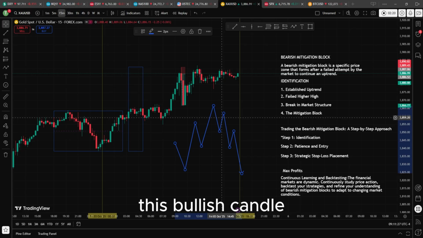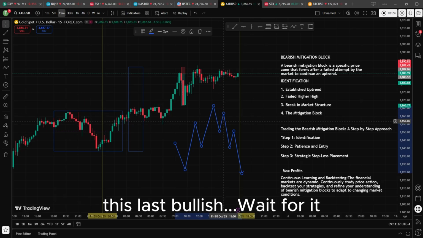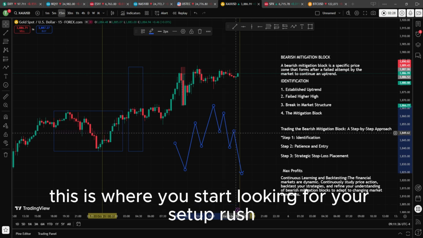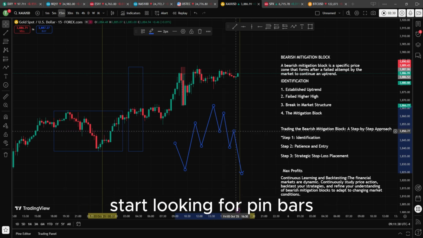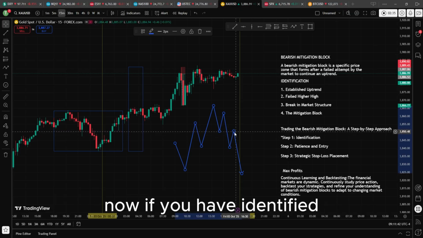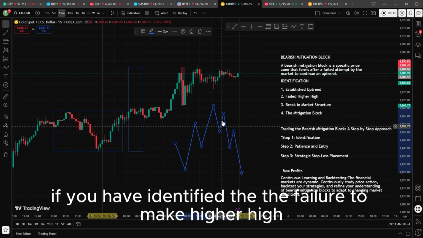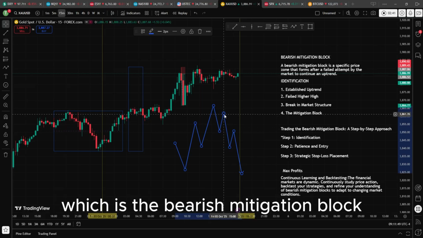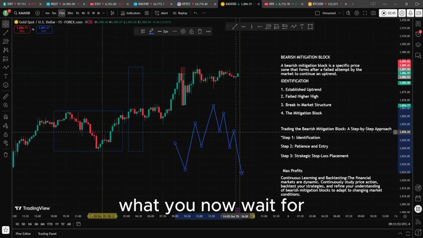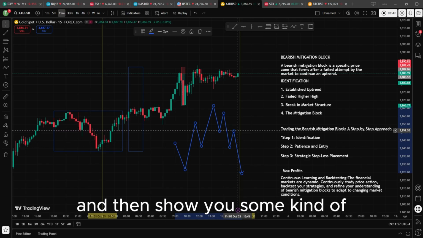This last bullish candle that formed there, that failed to make that higher high. Wait for it. Once the market comes back up here, this is where you start looking for your setup. You start looking for pin bars to show that the market is actually going down. If you have identified the failure to make a higher high, which is the bearish mitigation block, and the market moves impulsively down, you patiently wait for the market to come back to this place.